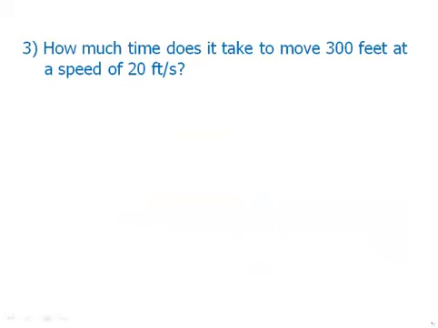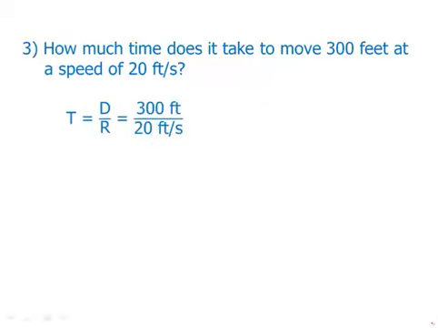Finally, the third question: how much time does it take to move 300 feet at a speed of 20 feet per second? Well, here we're looking for time. We know the distance and we know the rate. So we need the form that is solved for time. Time equals distance over rate. Now we're going to divide that distance by that rate. Of course, we can cancel the zeros. That would leave us with 30 over 2, which would be 15. That's the number. And of course, the time unit is seconds. So time has to be in seconds. It has to be 15 seconds.